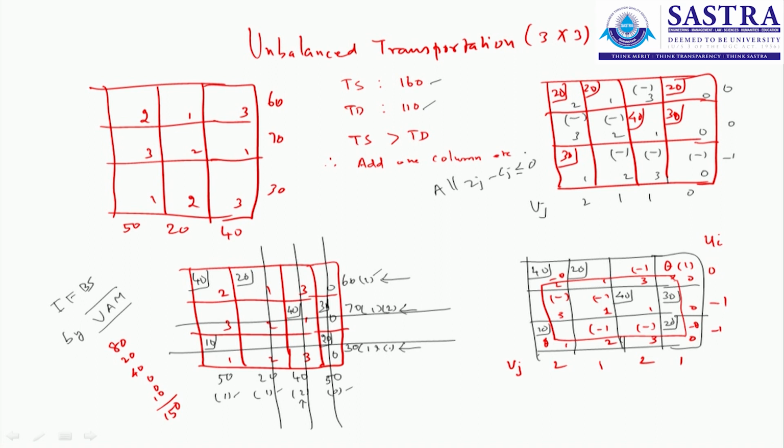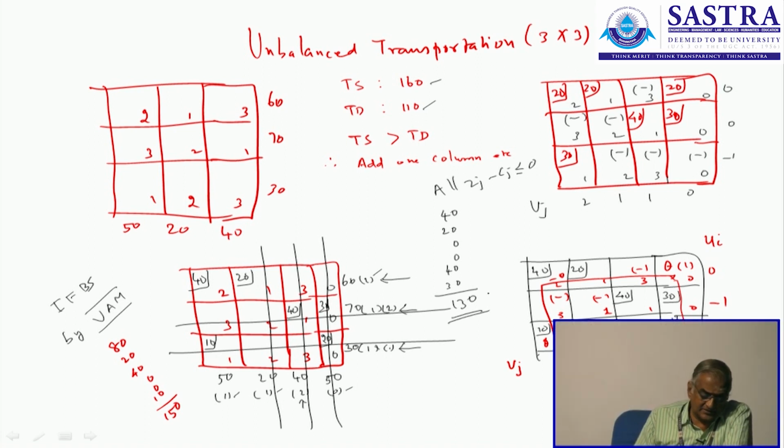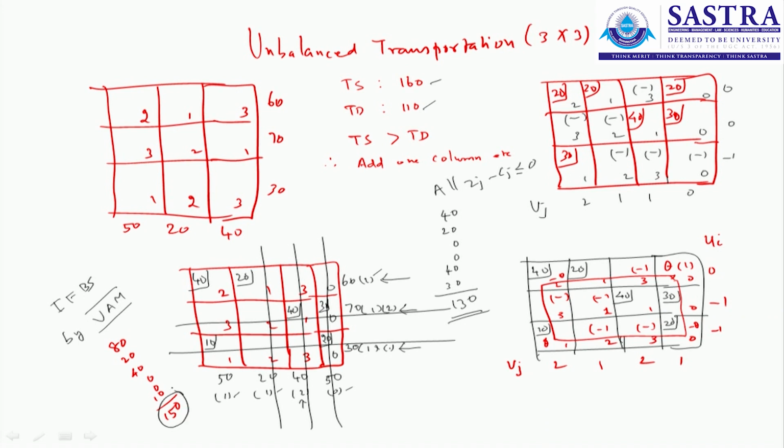So, we have come to the optimum table. Now, what is the optimum cost associated with this unbalanced transportation problem? It is 130. 130 rupees is the minimum transportation cost, whereas Vogel's approximation method ends with a cost of 150, among which 130 is minimum. So, the optimum transportation cost for this problem turns out to be 130 rupees.